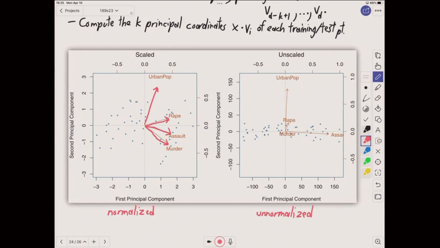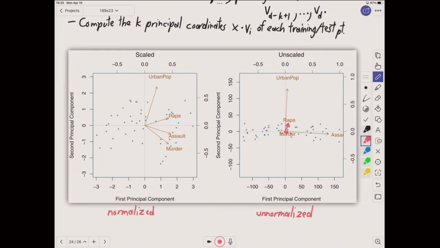The thing that you'll notice is that on the left, they all have a pretty strong contribution. On the right, the rape arrow is pretty short, and the murder arrow is really, really short. The reason for that is there aren't nearly as many rapes as there are assaults, fortunately. And there aren't nearly as many murders as there are rapes, fortunately.